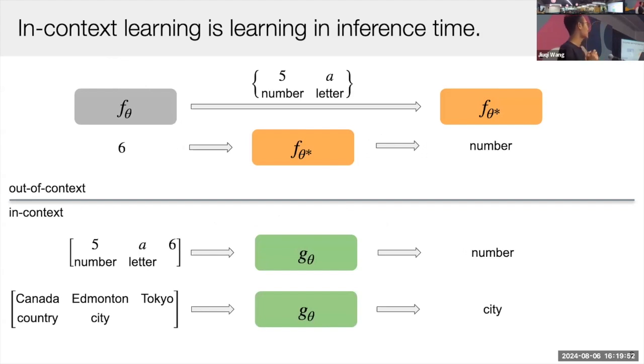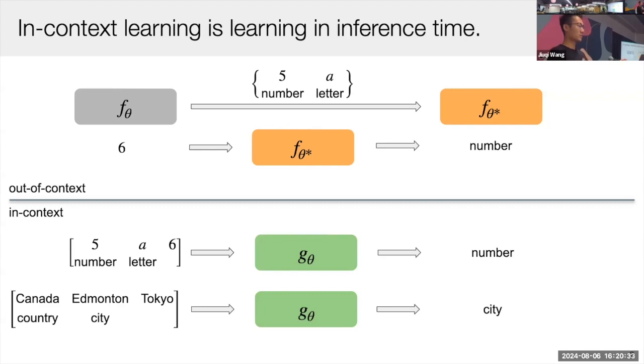After introducing some RL background, I'm going to introduce another concept called in-context learning. In-context learning, in a nutshell, is just learning at inference time. Traditionally, we have this out-of-context scheme where we have some model, f theta, parameterized by theta, and we feed in some data set. Let's say 5 is a number and A is a letter. We train this model by tuning theta into theta star, and then given some unseen data from the same problem set, let's say 6, we expect it to output a number.